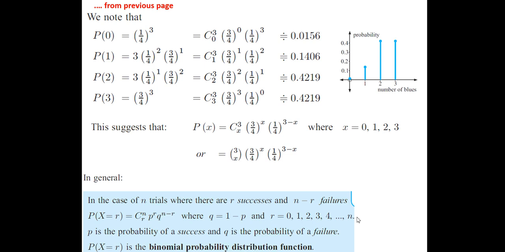And r is 0, 1, 2, 3, 4, all the way up to n experiments. So n is how many times you repeat the experiment. Hence in this case n was 3, because we did 3 spins. X equals r is a binomial probability distribution function. So binomial(n, p) is useful notation. It indicates that the distribution is binomial and gives the values of n and p. So that might be a notation you see coming up.